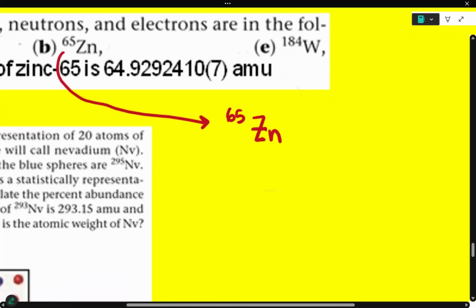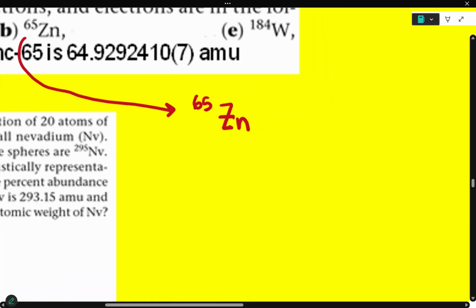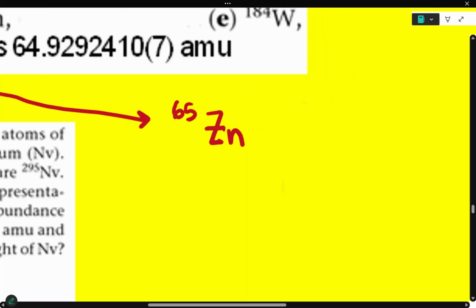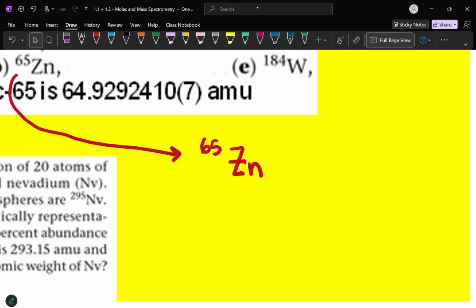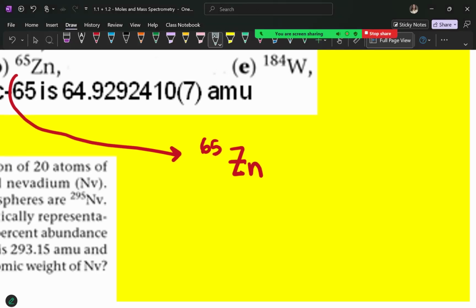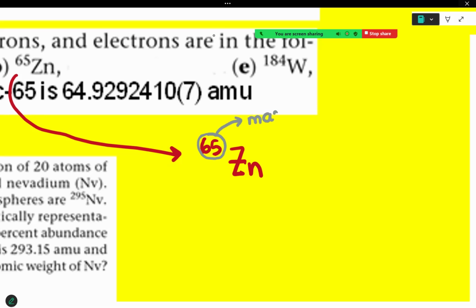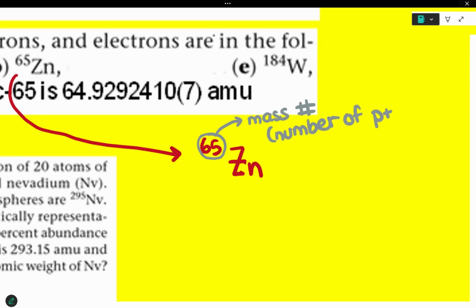What does that 65 at the top tell you? Nope. It's the mass number. So the number that you see there, that is your mass number, right? So if you remember atomic notation back from grade 9, 10, this is your mass number. So this is the number of protons plus neutrons, right?